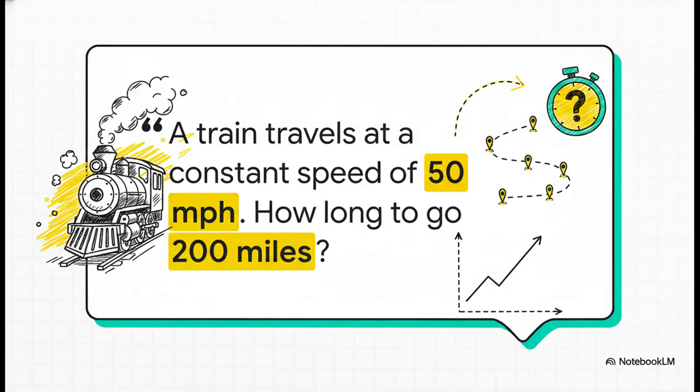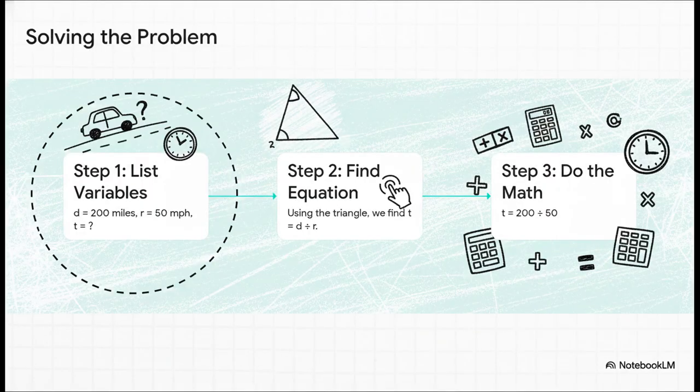Here's our challenge. There's a train, and it's moving along at a nice, steady, constant speed of 50 miles per hour. The big question is, how long is it going to take for that train to travel 200 miles? So let's break it down. First step, let's just list out what we know. We know the distance, D, is 200 miles. We know the rate, R, is 50 miles per hour. So the thing we don't know, our question mark, is the time, T.